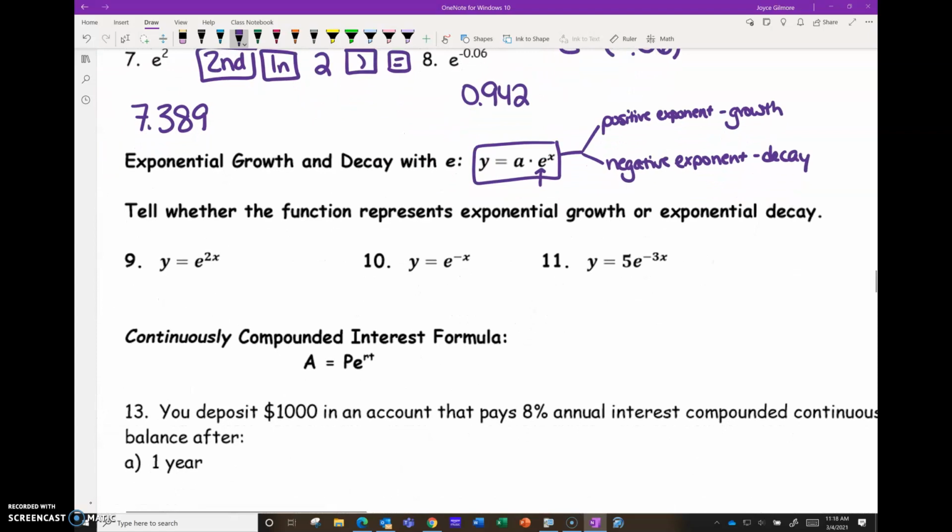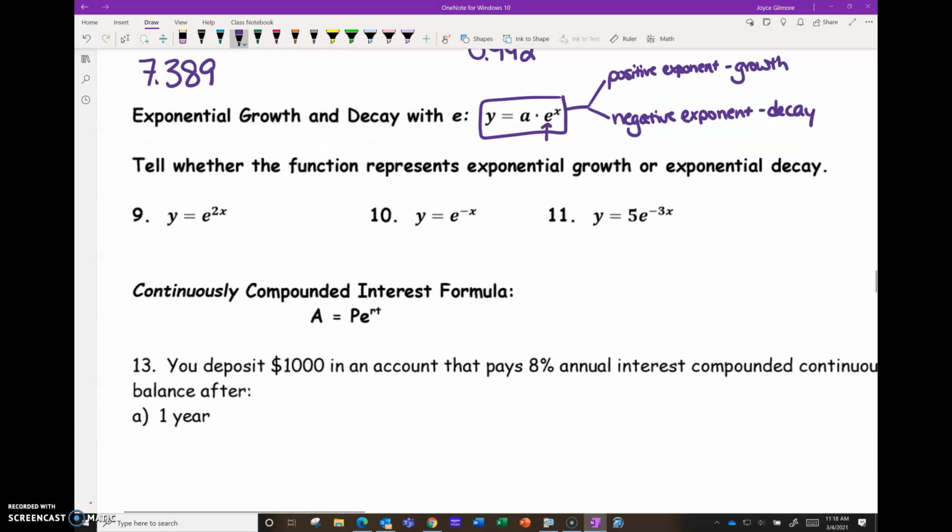So in numbers 9 through 11, we need to decide if this equation represents growth or decay. Take a look at number 9, e to the 2x. Positive 2x, growth or decay? Growth. Number 10, decay because it's got a negative exponent. And number 11, decay. So you're hoping for like 10 of these on the test, right? For easy points? Okay.